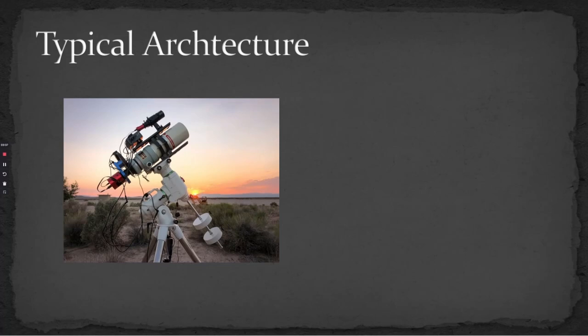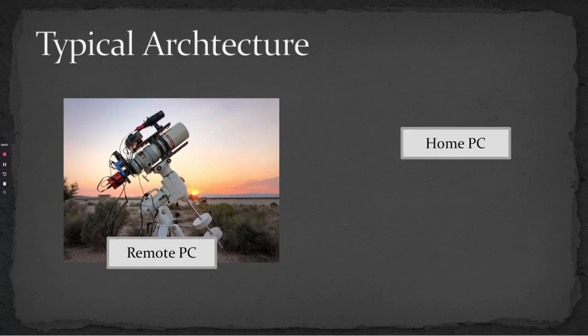So let's talk about the typical architecture. Obviously, you start with a telescope and you put it out in a remote location. And the key that makes this all work is that you have a computer, a PC of some sort, attached to that remote computer. And it's going to control the mount, the telescope, the camera, everything, just as if you were sitting next to the telescope.